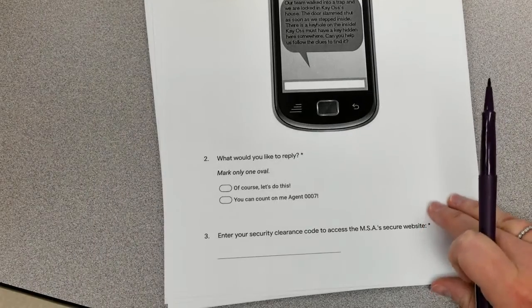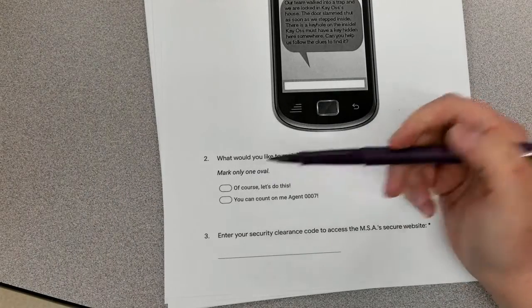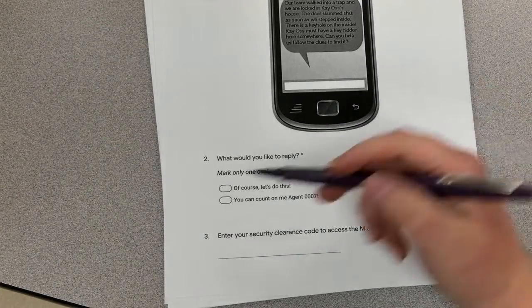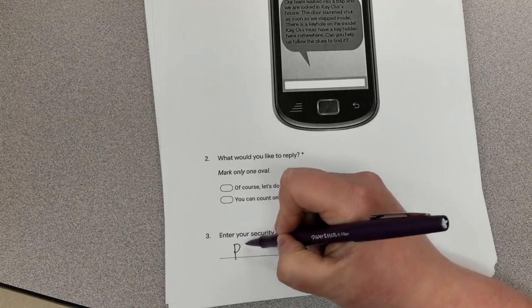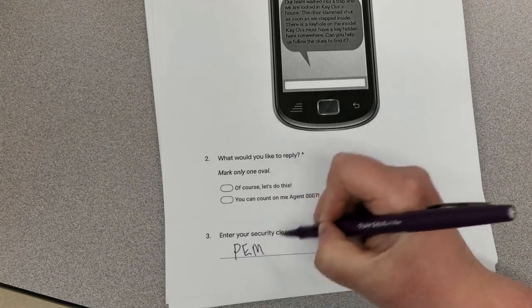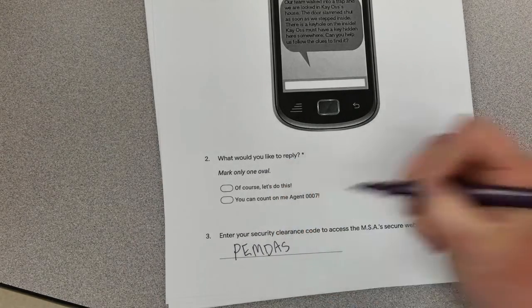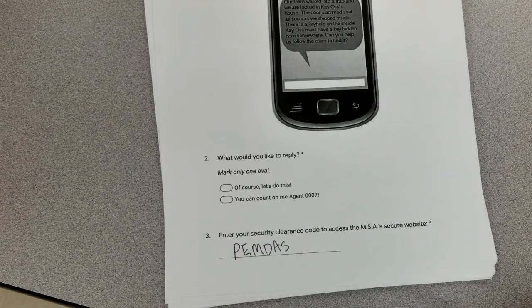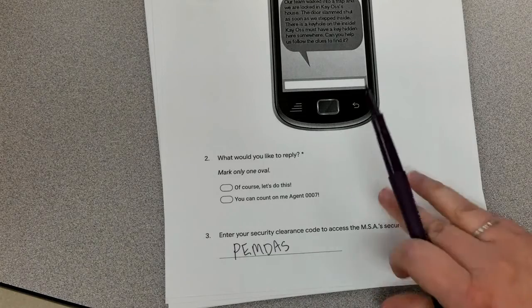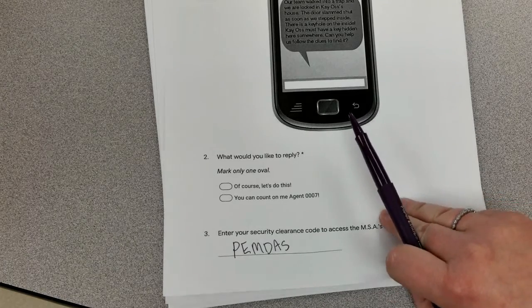When you're at this point, you're going to choose one of these ovals, and then your security clearance code is just going to be PEMDAS, also known as please excuse my dear Aunt Sally, also known as parentheses, exponents, multiply, divide, add, subtract, the order of operations.